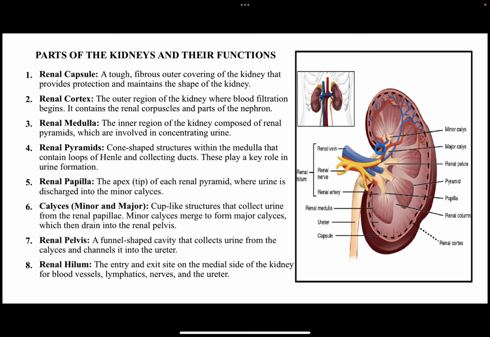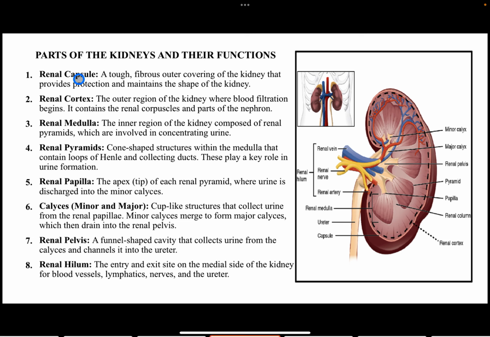Then all the major calyxes of all the pyramids will join one big funnel-shaped structure that we call the renal pelvis. It's over here, the renal pelvis. Is that okay? So this renal pyramid has a papilla and a minor calyx. This renal pyramid has a papilla, a minor calyx, and also a major calyx. This one too, the same thing. Then all the major calyxes will join a funnel-shaped structure called the renal pelvis. Then the renal pelvis joins the ureter. The renal pelvis is the one that will join the ureter.